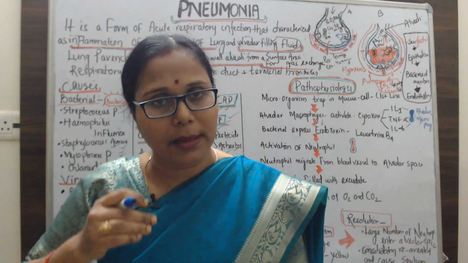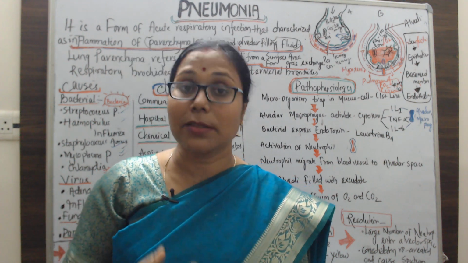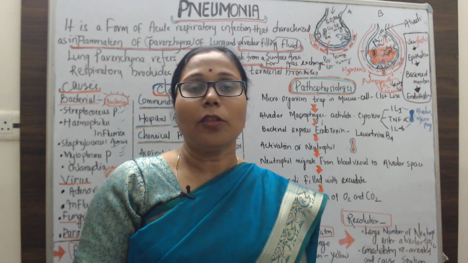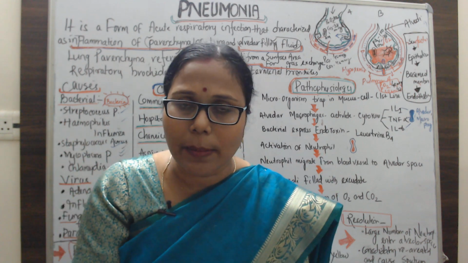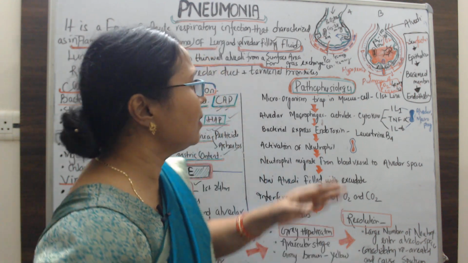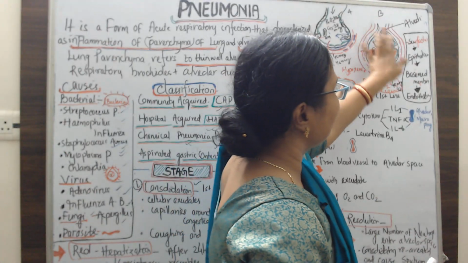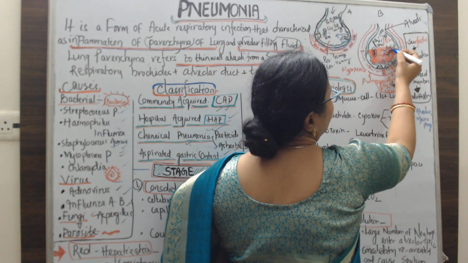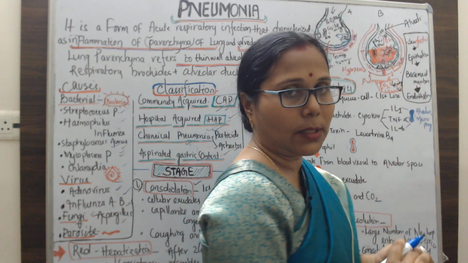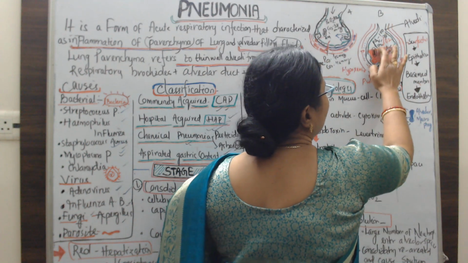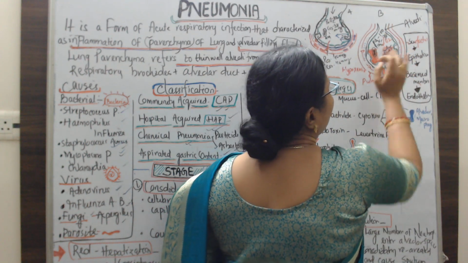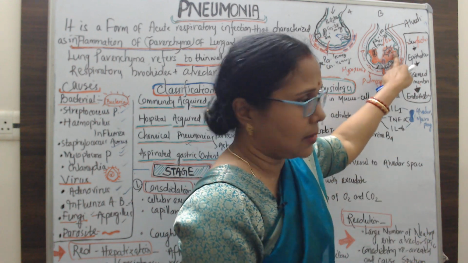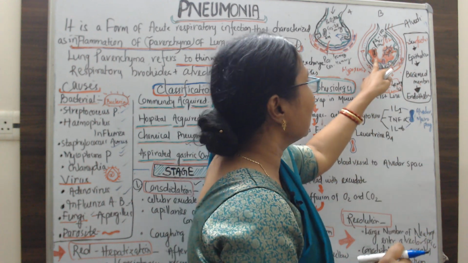So when the bacteria enter into the lower respiratory tract, into our alveoli, colonization or multiplication of the bacteria will take place. Now see the bacteria in this picture B. We see one of the bacteria that will enter in the alveolar space, beside the blood vessel.